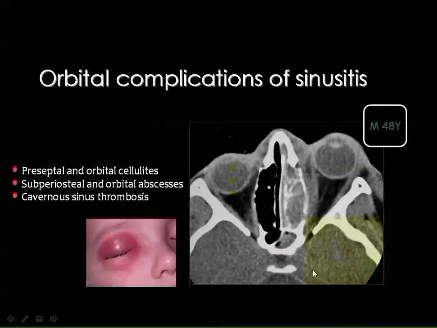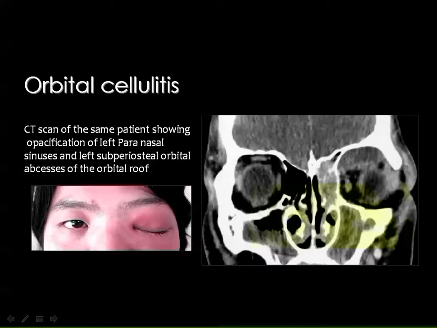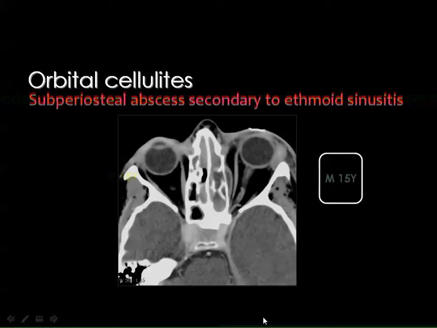For the diagnosis of orbital cellulitis complicating sinusitis, you should see opaque ethmoidal air cells on the same side of orbital involvement. And this is an example. There is ethmoidal and maxillary sinusitis with collection of pus, which is marginally enhanced in the superior part of the orbit, diagnostic of subperiosteal abscess.